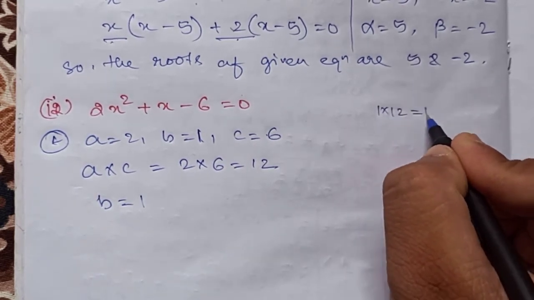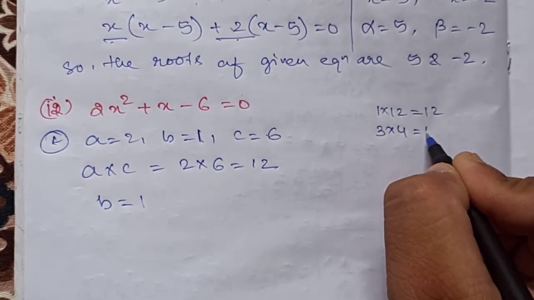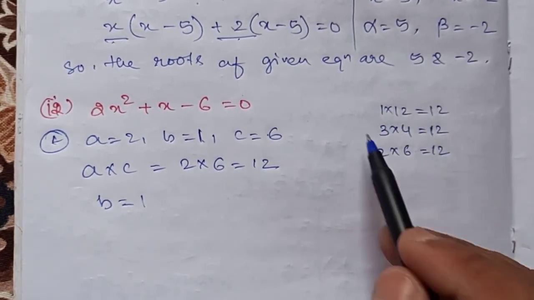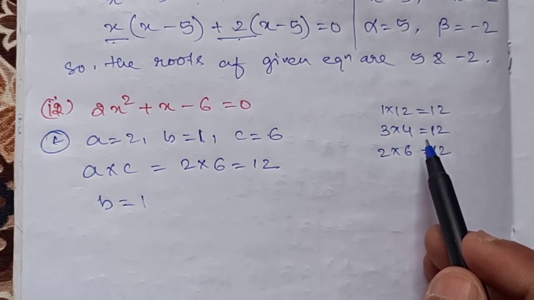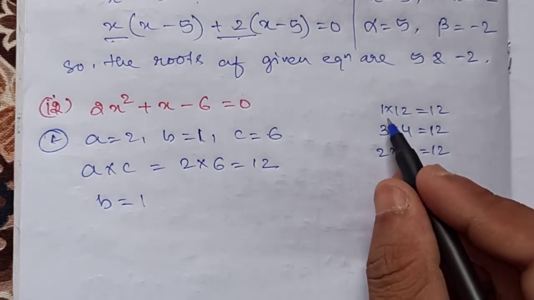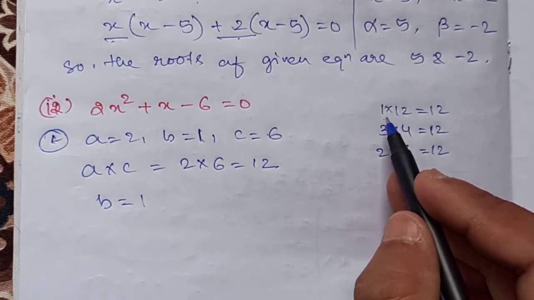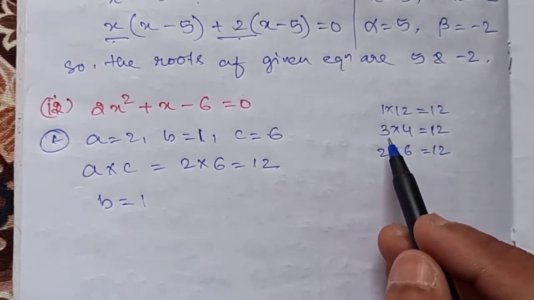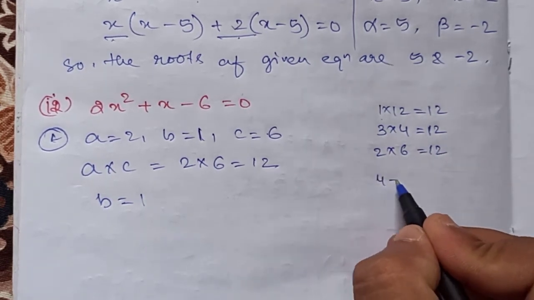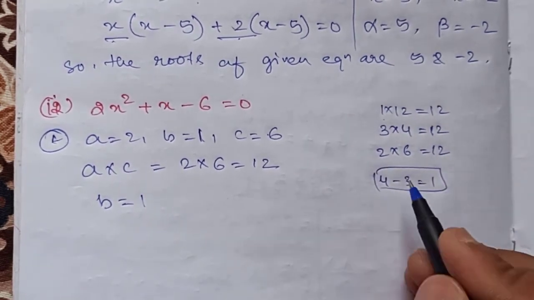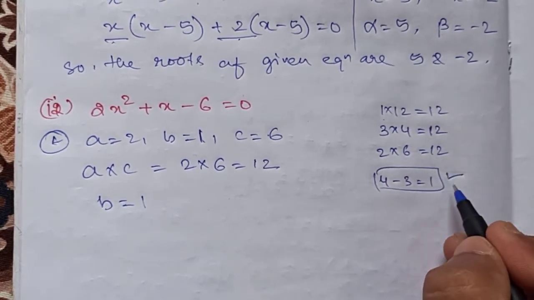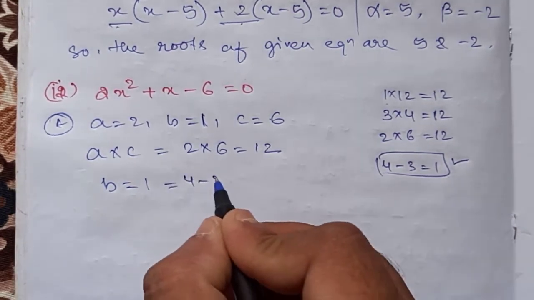1 into 12 is 12, 3 fours are 12, 2 sixes are 12. Now in these tables 12 comes, and we have to check by adding or subtracting which numbers will give us 1. 1 plus 12 is 13. 12 minus 1 is 11, not 1. 3 plus 4 is 7. 4 minus 3 is 1. So we got 4 minus 3 as 1. Now 2 plus 6 is 8, 6 minus 2 is 4. So the correct middle term value will be 4 minus 3, which we will write in place of b.